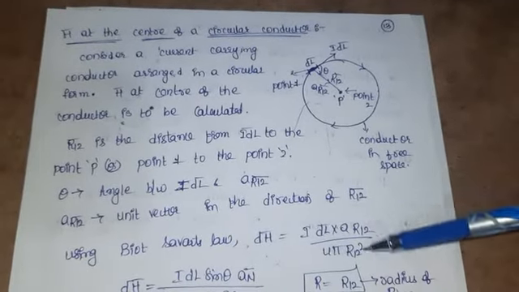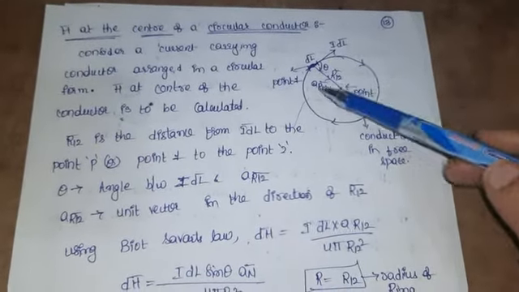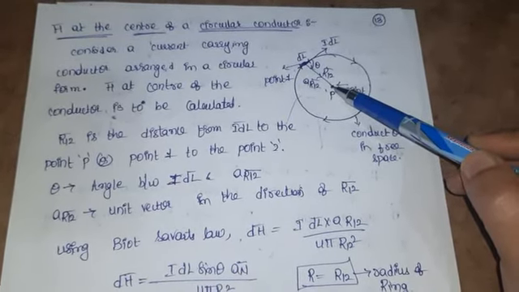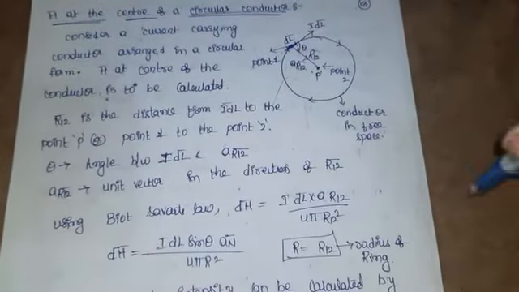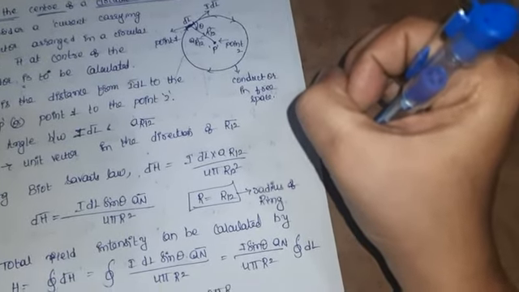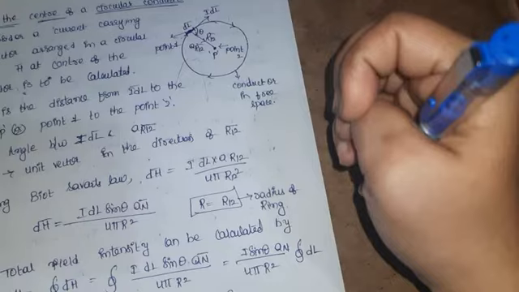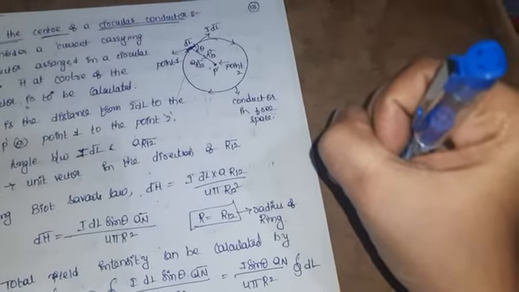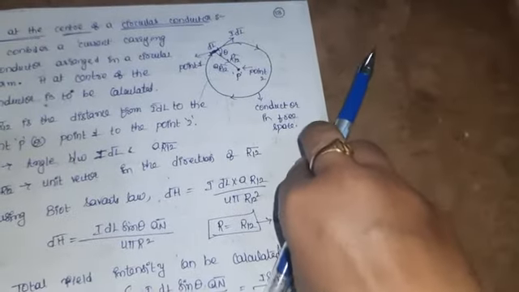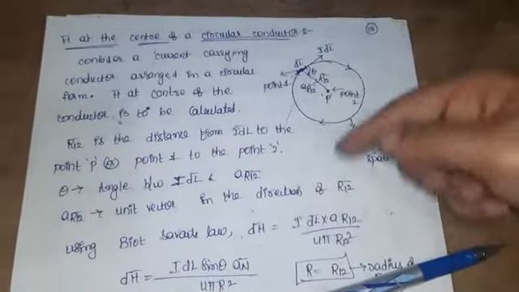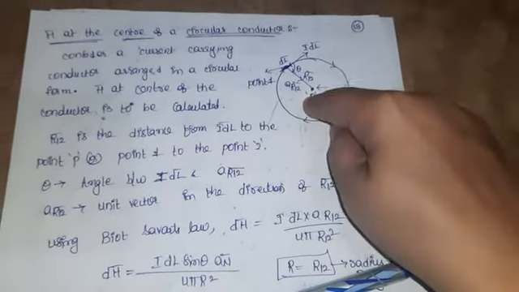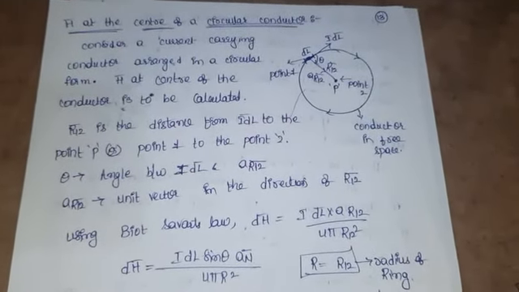ring. A current carrying conductor is molded in the form of a circle, and at the center of the circle I want to calculate the magnetic field intensity. If this pen is a current carrying conductor and my fist, my hand, is in the shape like this, so the magnetic field will be like this, and this pen is twisted in the form of a circle. Then the magnetic field lines are always around the conductor. So at the center of this conductor I want to calculate the magnetic field intensity.